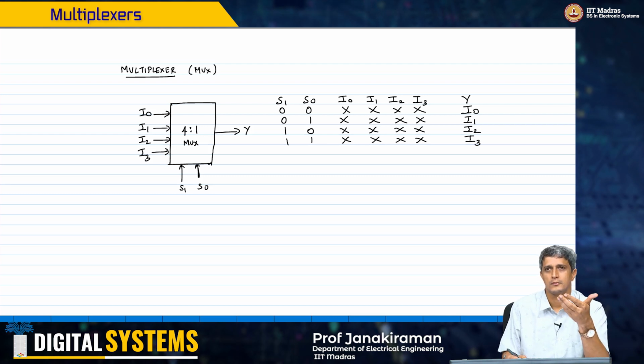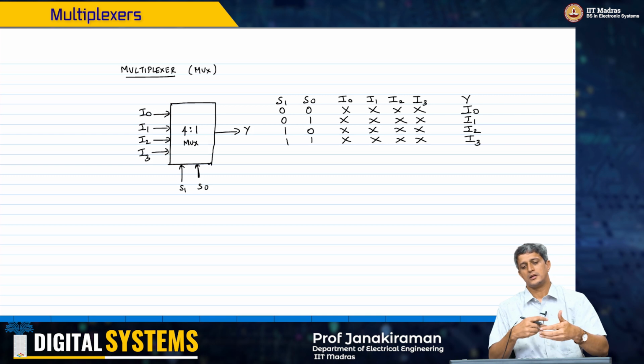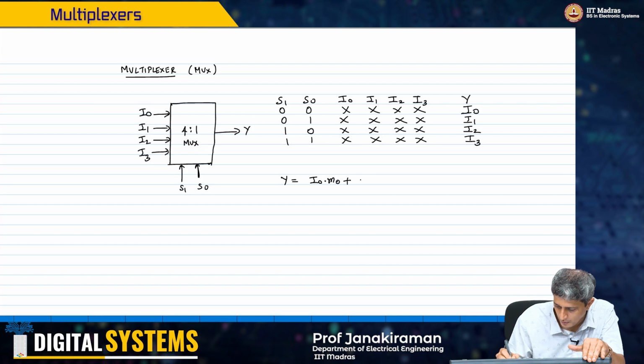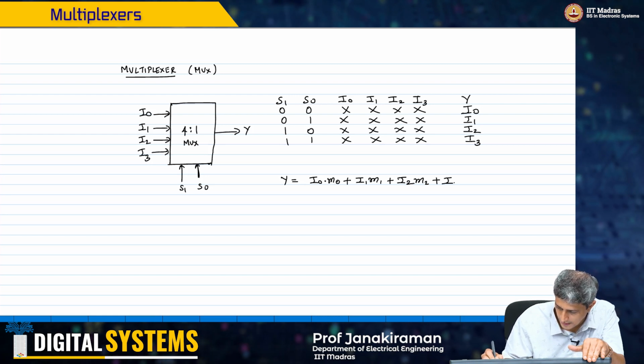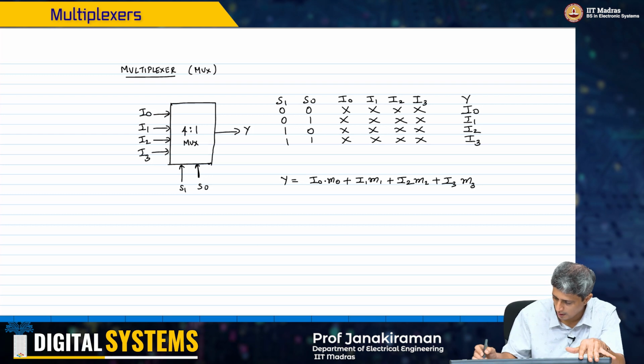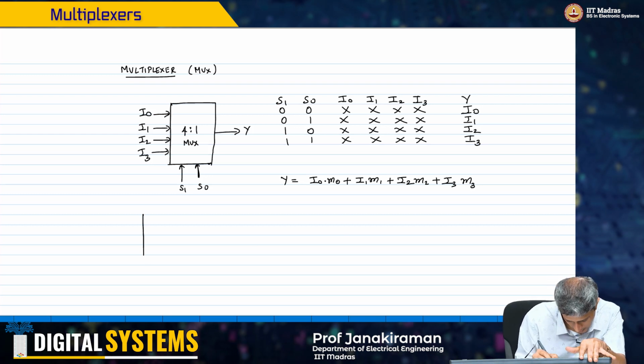I need to first generate some minterms, right? So if I were to write this carefully, Y will simply be I0 into M0 plus I1 into M1 plus I2 into M2 plus I3 into M3. Okay. M0, M1, M2, M3 are the minterms that I wanted. So how would I go ahead and implement this again? It's very straightforward. We just do the same thing that we did for the decoder.